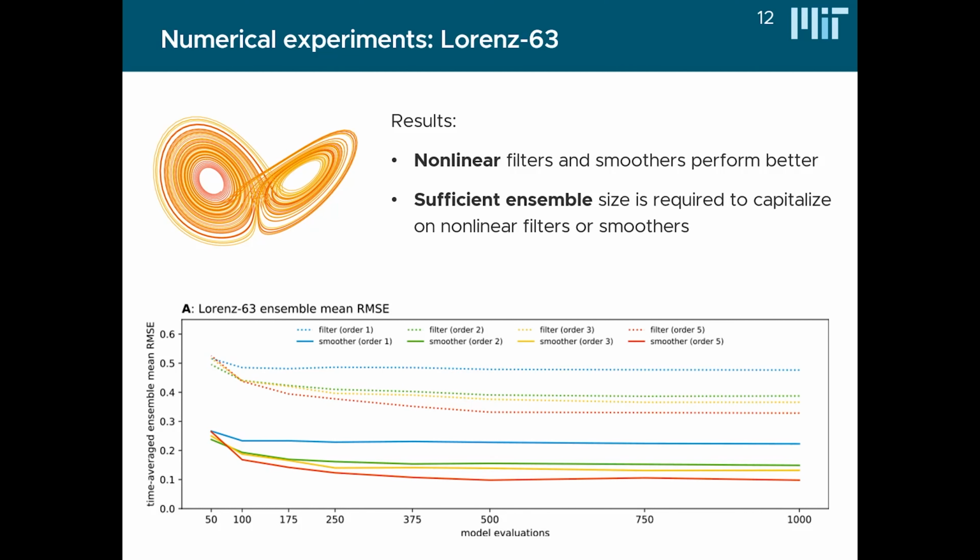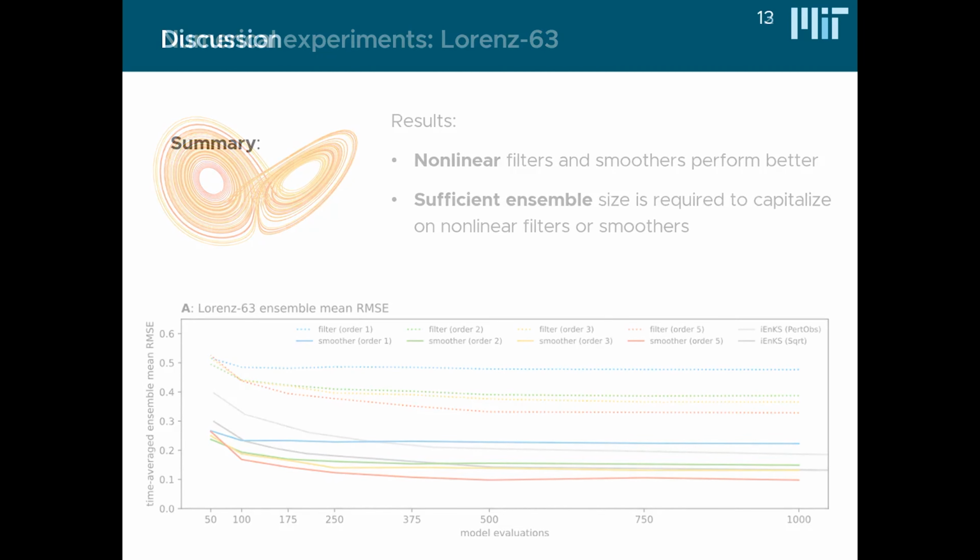If we plot the results of the iterative ensemble Kalman smoothers with perturbed observations or a square root formulation, we see that both of them are actually slightly less efficient than our ensemble transport smoothers. They do eventually catch up, but at significantly higher numbers of model evaluations, since they're iterative algorithms. So these results are already really quite promising, showing that our ensemble transport smoothers can compete with state-of-the-art algorithms.